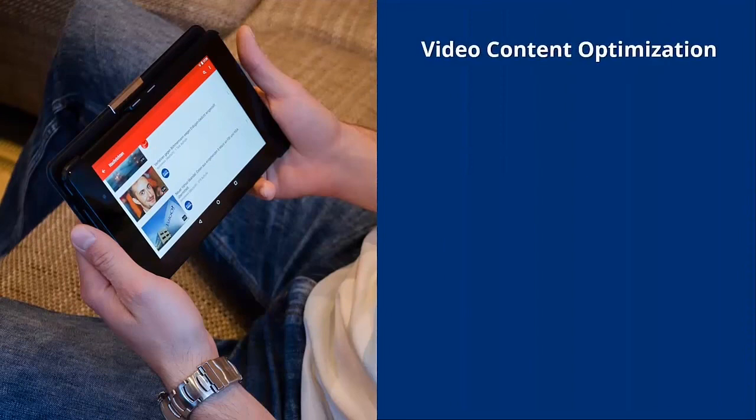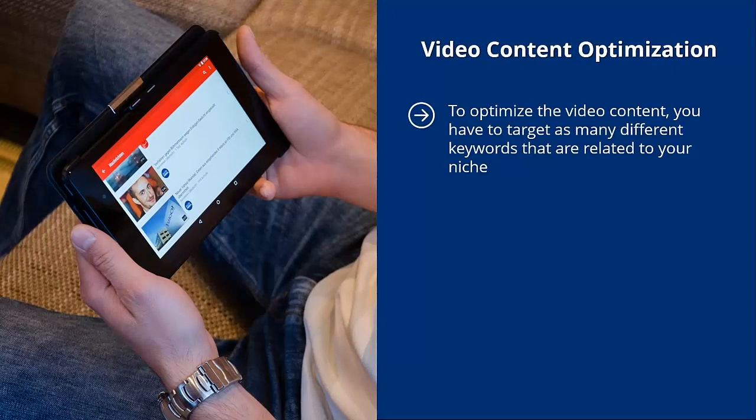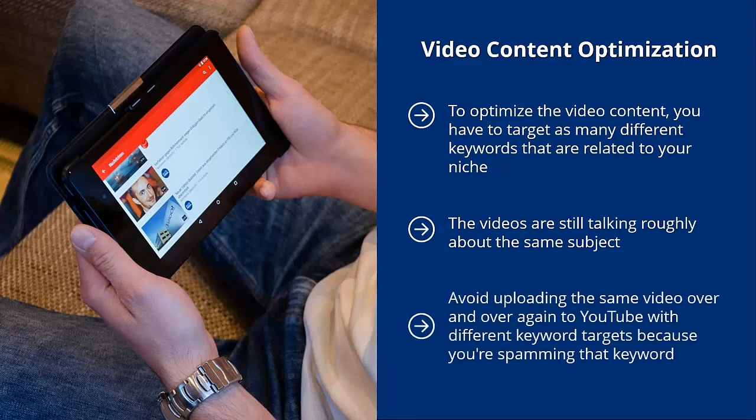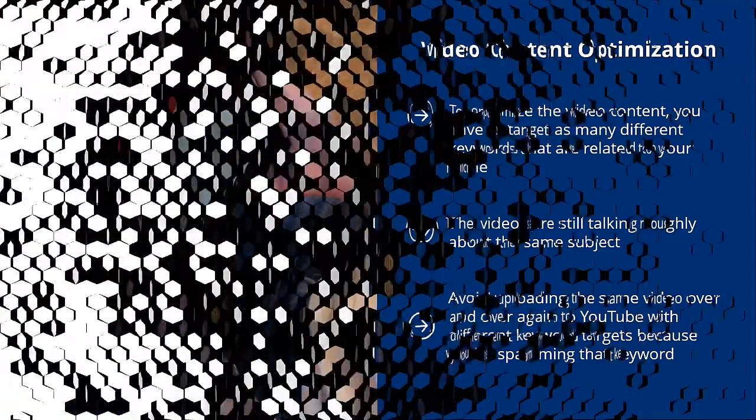Video content optimization. To optimize the video content, you have to target as many different keywords that are related to your niche. There are many software packages out there that enable you to create custom videos quickly and cheaply. You basically feed this video certain pieces of content, and then you can switch different elements like your voiceovers, sound effects, and graphics. The videos are still talking roughly about the same subject, but there are enough changes in the video for YouTube to not ban it. Avoid uploading the same video over and over again to YouTube with different keyword targets because you're spamming that keyword. Your account might get banned, and you're not going to make any money.